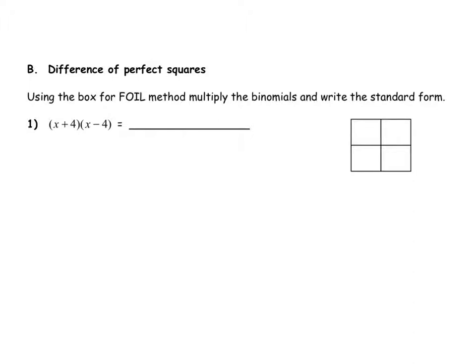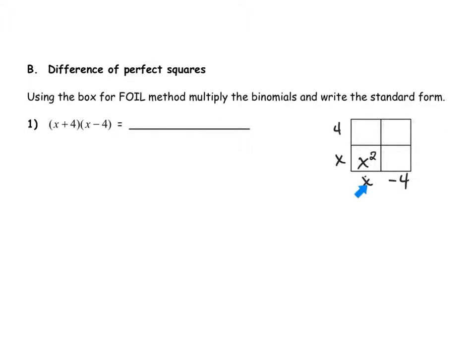Difference of squares, we kind of need to see the pattern in order to see how this works. So we can either use the box to multiply out our first factor. Here is x plus 4. Our second one here, I'm going to put on the side and multiply those out. So x times x gives me x squared.